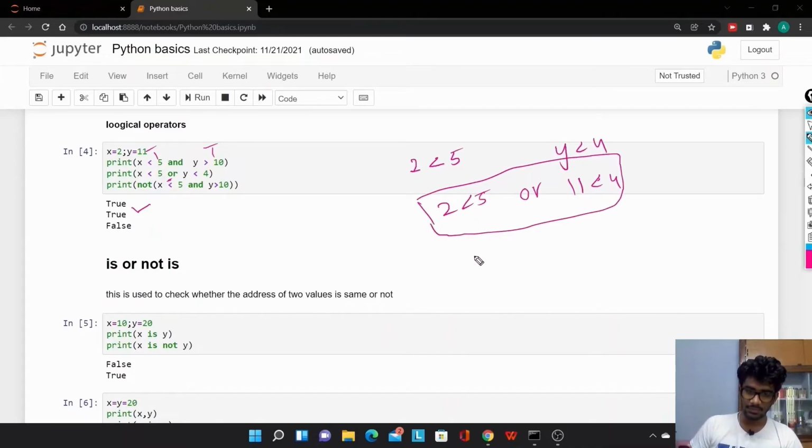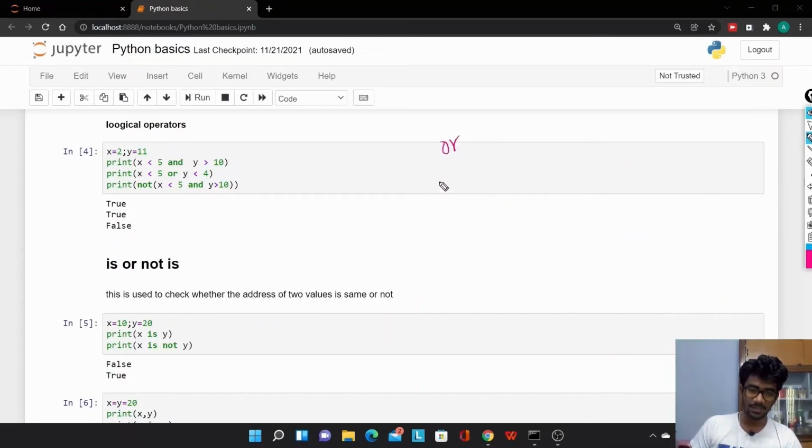When you observe, the first part is true because 2 is less than 5. The second part is false, but the output is true. Why? Because the operator table of OR is different from AND. For OR to be true, there are some conditions. If the first part is false and the second part is true, the output is true. If the first part is false and the second part is false, the output is false. If the first part is true and the second part is true, the output is true. If the first part is true and the second part is false, even then the output is true. So this is the table for the OR.